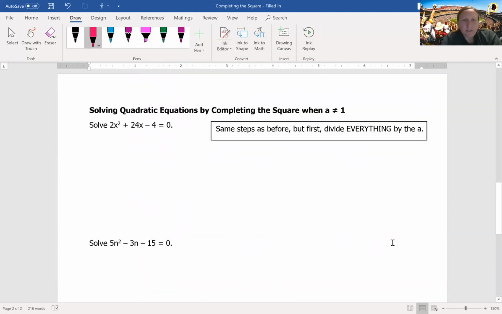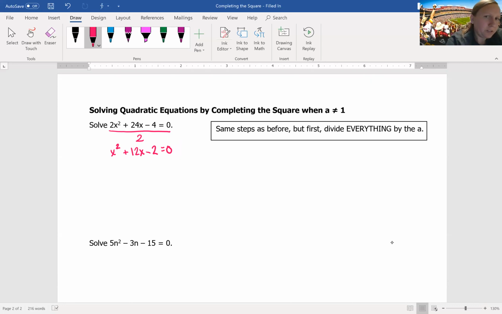Okay, now those had a values of 1. There was no coefficient at the front of it. So now what do we do when we have a coefficient out front with the x squared? It's really going to be the same steps as before. The exception is first, you're just going to divide everything by the a. So here, we're going to take this and divide everything by 2, which gives us x squared plus 12x minus 2 equals 0. And now it's exactly the same thing as before.